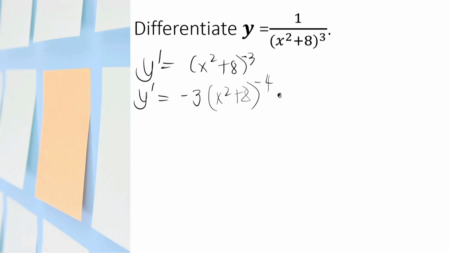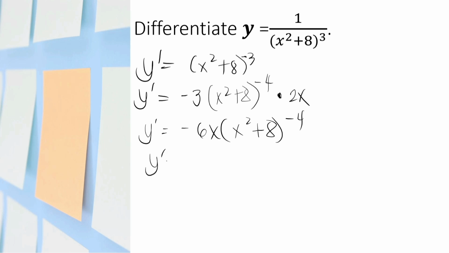And then, multiplied by the derivative of the inner function, that is x squared plus 8, so that is 2x. So, y prime is equal to negative 6x times x squared plus 8 raised to negative 4. So, ibaba lang natin si x squared plus 8. So, negative 6x all over x squared plus 8 raised to 4.